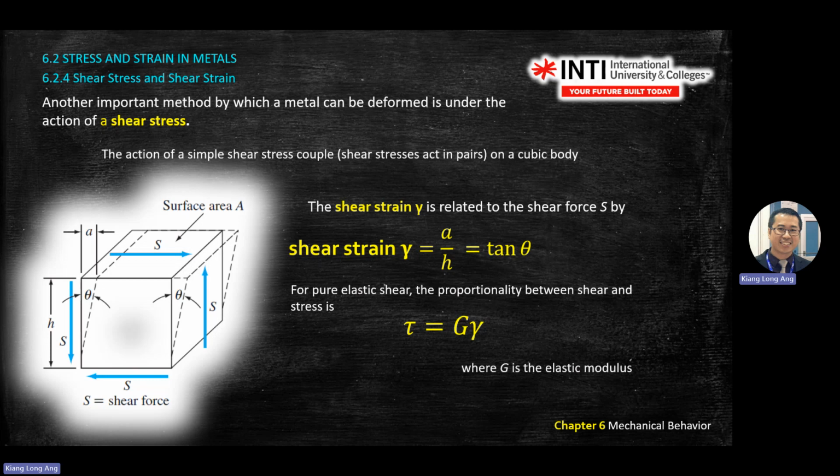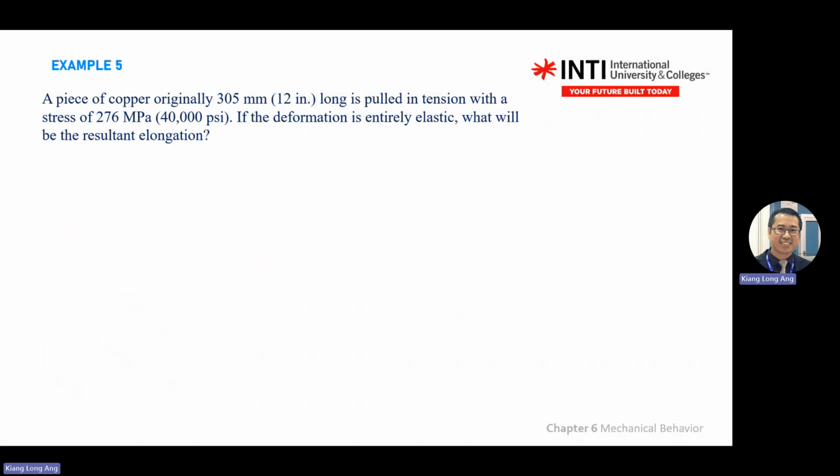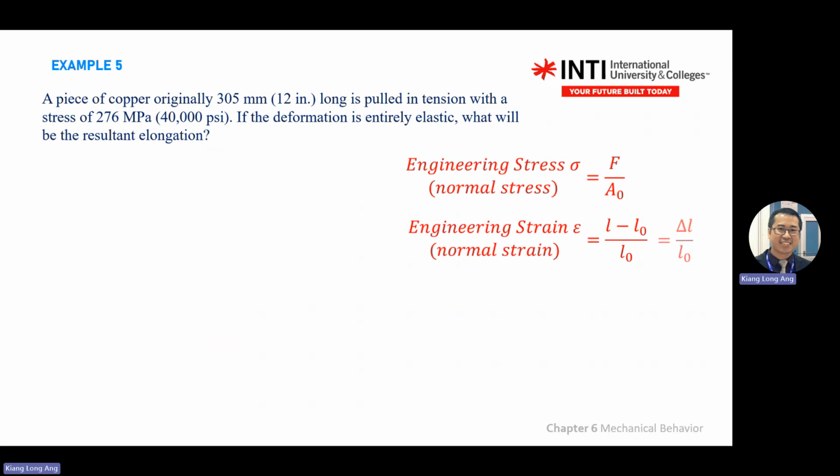G is the shear modulus. Okay, let's apply what we learned. A piece of copper originally has a certain length, right? And then you have a stress. It gives you a tensile stress, so and so. If the deformation is elastic, what will be the resultant elongation? This one you should be referring to the table. So you need to pull what you learned in the first session, stress, strain, and then it asks you for the resultant elongation.